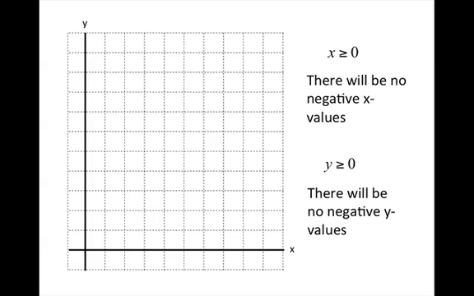So just like with the other examples, I'm going to begin with my implied restrictions, the x and y greater than or equal to 0. This tells me I have no negative x or y values, so I'm marking out anything that's not in quadrant 1.